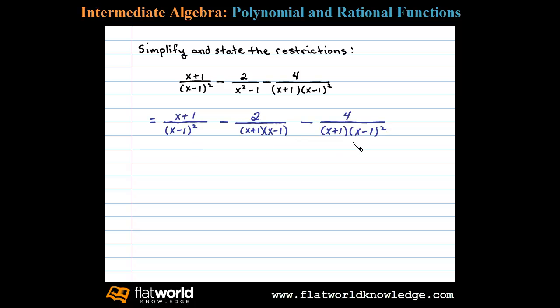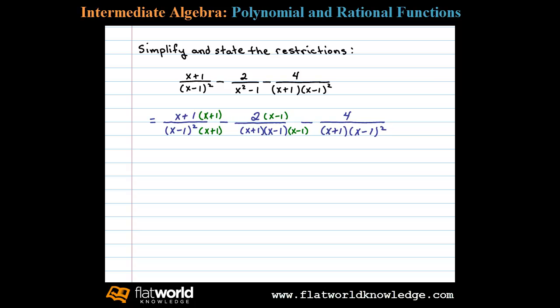Next we need to determine a common denominator. The LCD, or the least common multiple of all these denominators, is x plus 1 times x minus 1 squared. So for the second term, we need to multiply by the factor x minus 1 in the numerator and denominator, and then we'll have x plus 1 times x minus 1 squared. Now for the first term, we need to multiply by x plus 1.